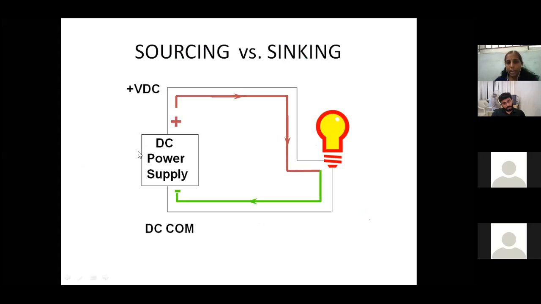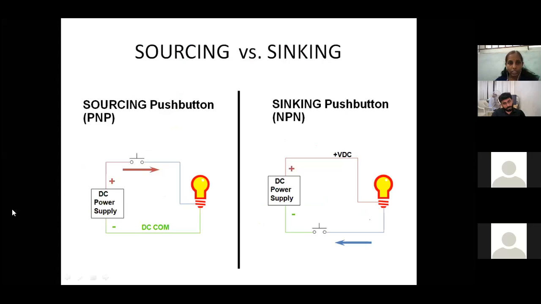So how can the devices be connected? Sourcing is nothing but the positive side of the output. The positive side of your power supply is connected with the load, and then the negative side is connected like this. For example, here, this is your input device. This is a switch. This switch is connected at the positive side of your power supply.